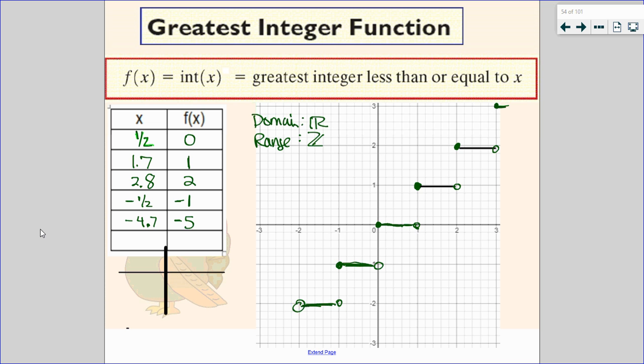So that is the greatest integer function. You can see there are no extreme values because there's no changes in direction. There's no symmetry. It's kind of weird. Actually, does it have origin symmetry? No.